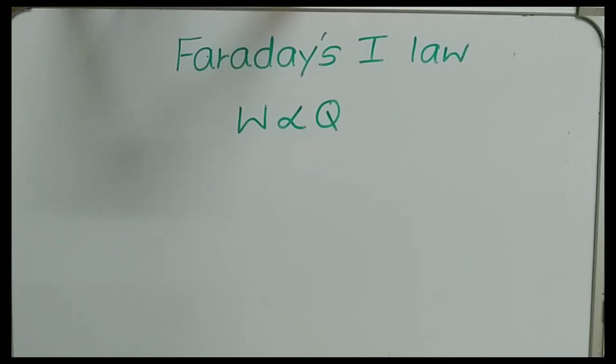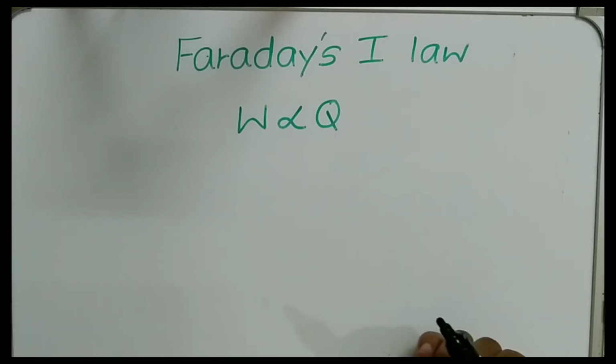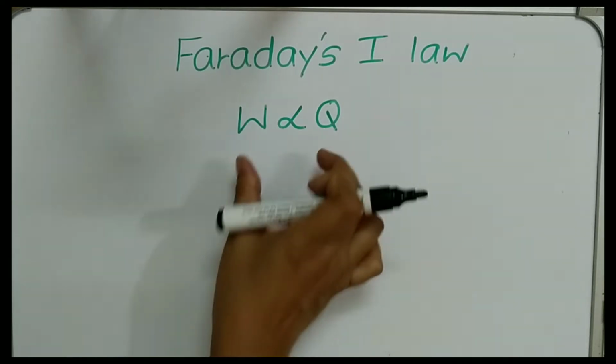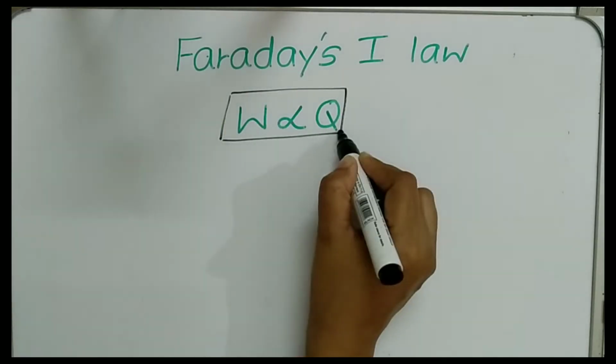So let's see the laws here. The first one is Faraday's first law. W is directly proportional to Q. Now what is this W and Q? W is the weight or the mass of a substance deposited at any electrode. Correct. And Q is the charge flowing in the circuit. Got it? So this is the expression for Faraday's first law.